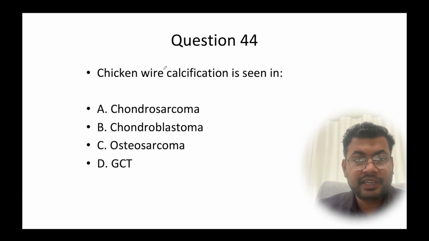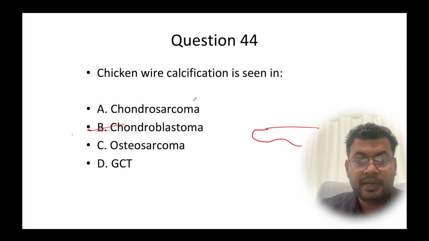Chicken wire calcification is seen in. This is because of pericellular calcification that is seen in chondroblastoma. So this is an epiphyseal lesion. If this is a growth plate and this is the epiphysis, then this is usually the epiphysis lesion, and there will be a chicken wire appearance of calcification. That is a characteristic sign of chondroblastoma.